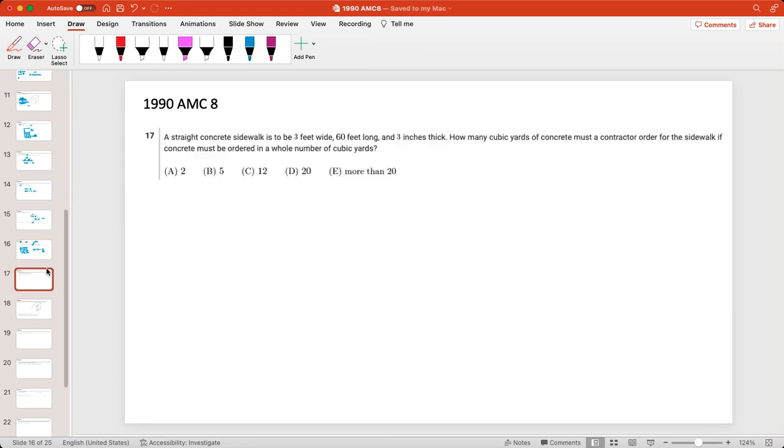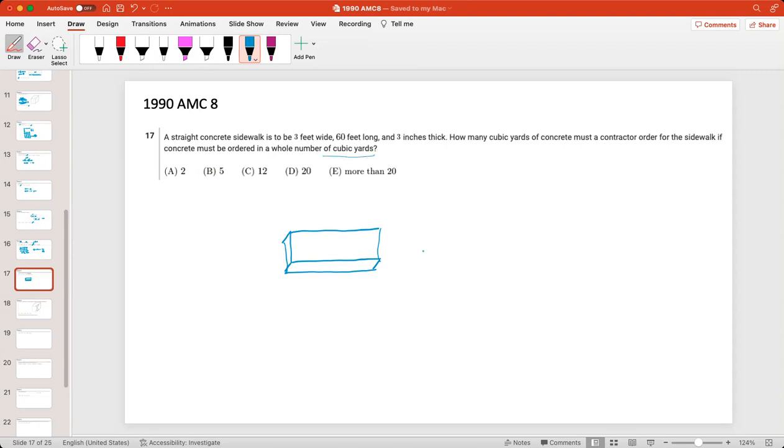Going to the next question. A concrete sidewalk is to be 3 feet wide, 60 feet long, and 3 inches thick. Okay, so it's going to be something like this. How many cubic yards of concrete must a contractor order for the sidewalk if the concrete must be ordered in a whole number of cubic yards?